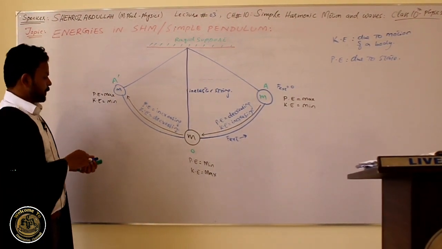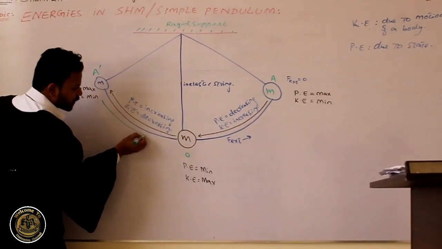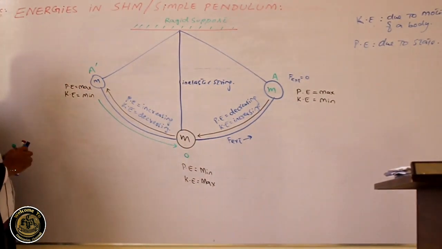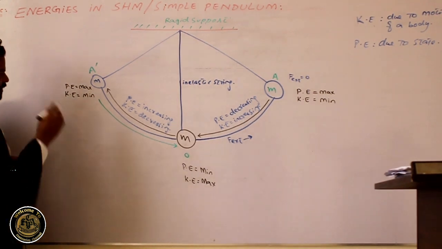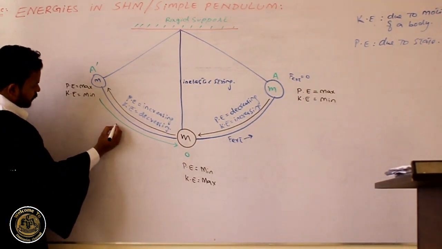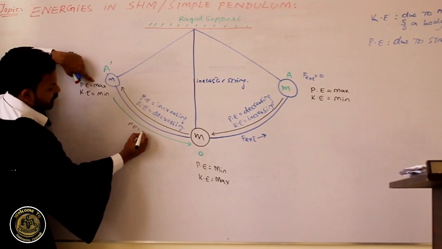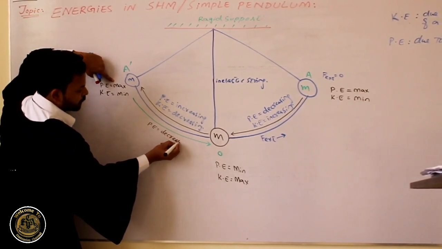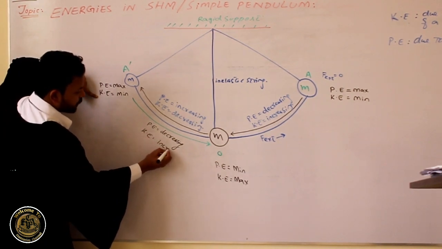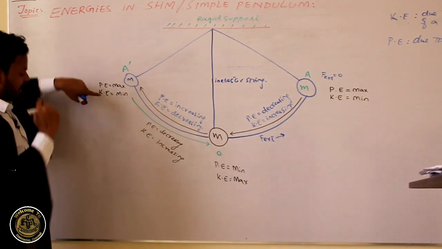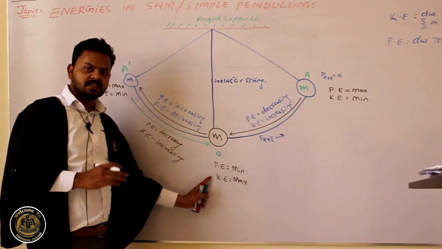Now again, the body is moving from A dash to O. What will be the changes observed in the kinetic energy and potential energy? Look, potential energy over here was maximum. It will start decreasing, and kinetic energy was minimum. It will start increasing. When the body reaches point O, again it has the same kinetic and potential energy, as shown in the figure.